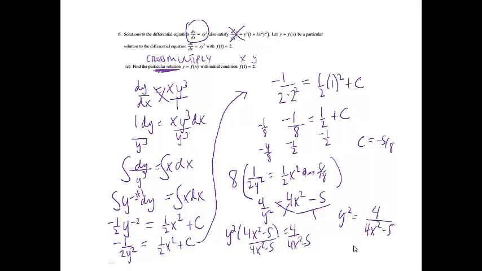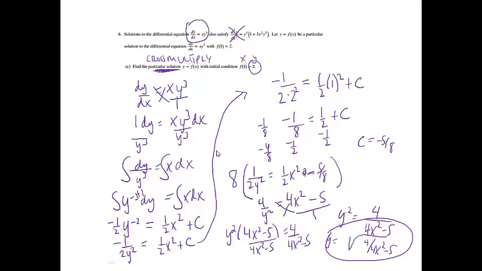And then I would like it to say y equals, so I'm going to get y equals the square root of 4 over 4x squared minus 5. And I noticed that my actual answer was a positive, so I would like the positive square root. So that's what I will put as my answer.